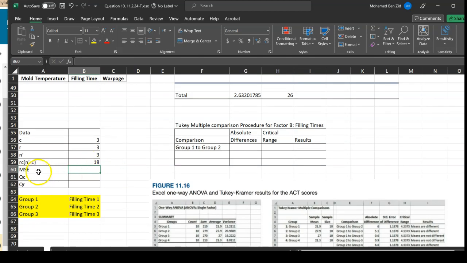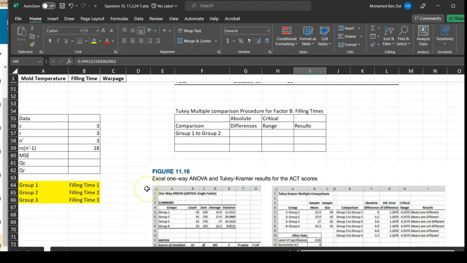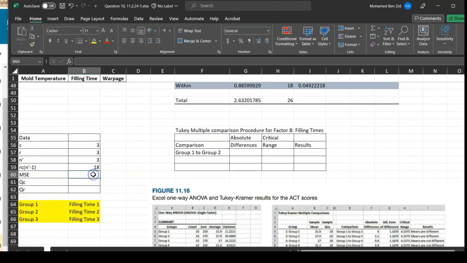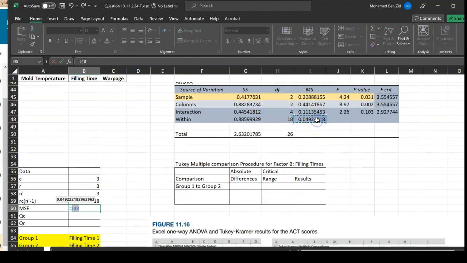The MSE, the mean square error, is going to be MS within, all right? So the within is the error. So this is the value of MSE. I'm just going to put an equal sign in it, equals, and then select it, enter. All right, the QC and QR are going to be formulas.